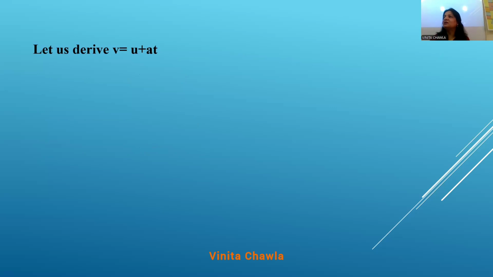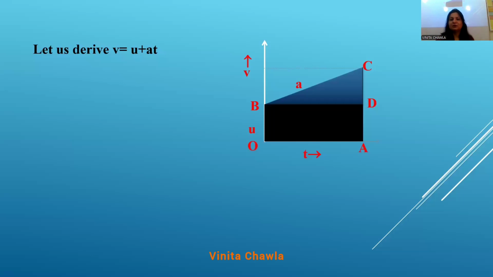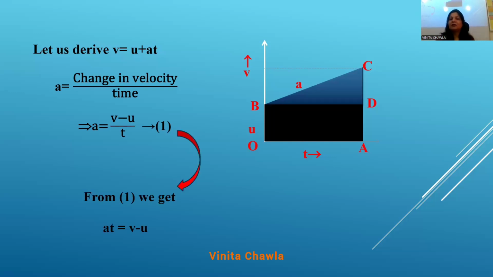The first equation of motion is the velocity-time relation. Here we relate velocity and time. So v is equal to u plus at is the first equation. What is acceleration? Acceleration is change in velocity upon time, and change in velocity is v minus u. So a equals (v minus u) upon t. From here we get at is equal to v minus u, because t will go to the other side, and therefore v is equal to u plus at. This is the first equation of motion.